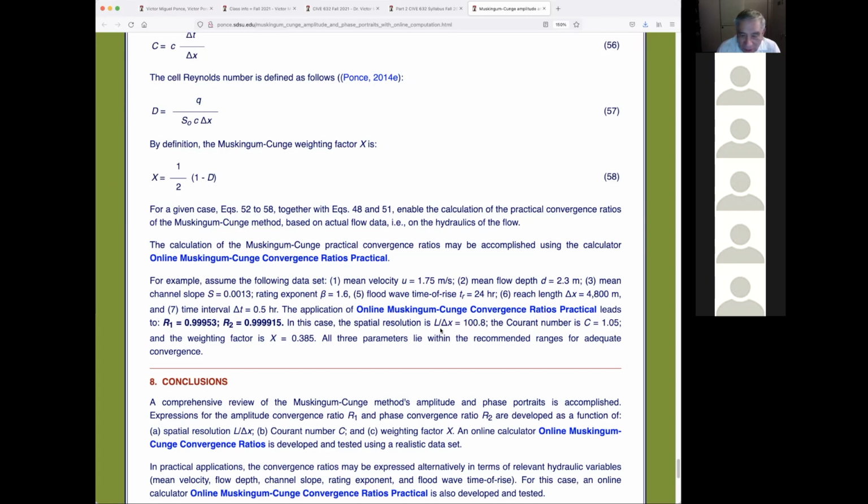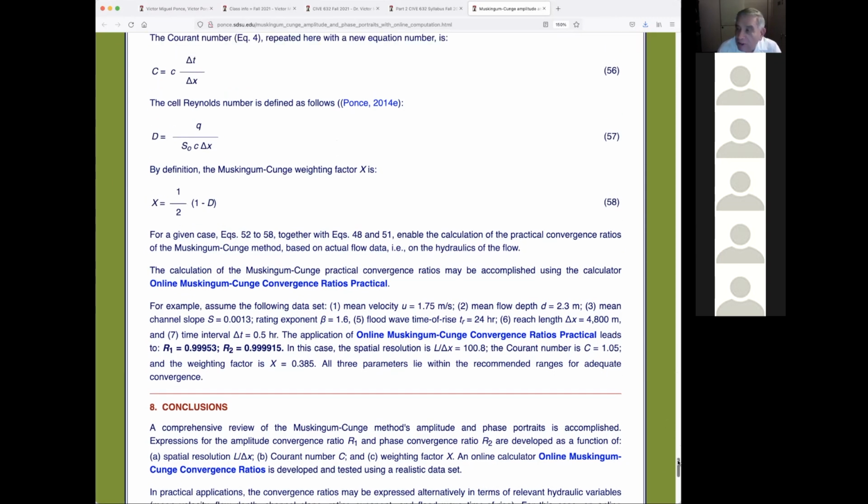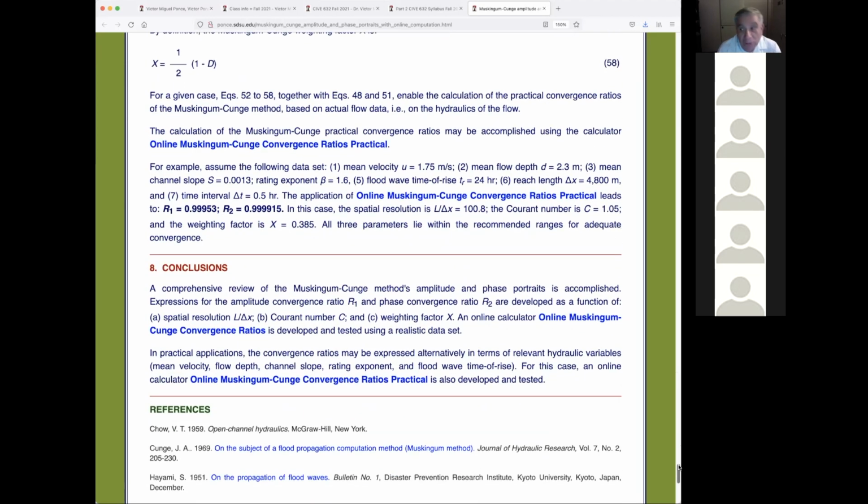Okay, the spatial resolution is 100, which is good. The Courant number is 1.05, which is good. And the weighting factor is 0.385. We said that if it was higher, it was better. So all these conditions are satisfied for this example, and we get an extremely good example. There is no question in my mind that if we did this and tried its convergence, it would be almost perfect, as we have tried many times.